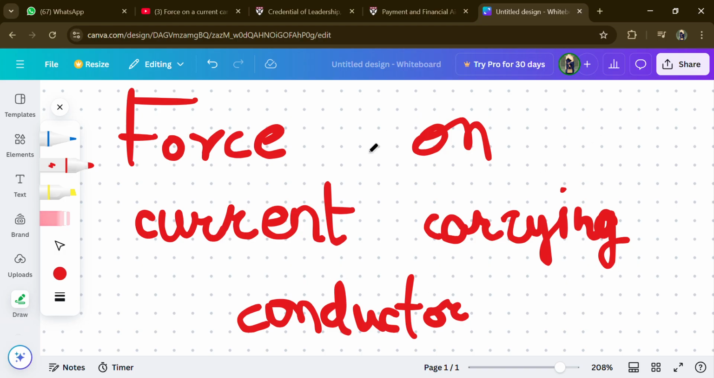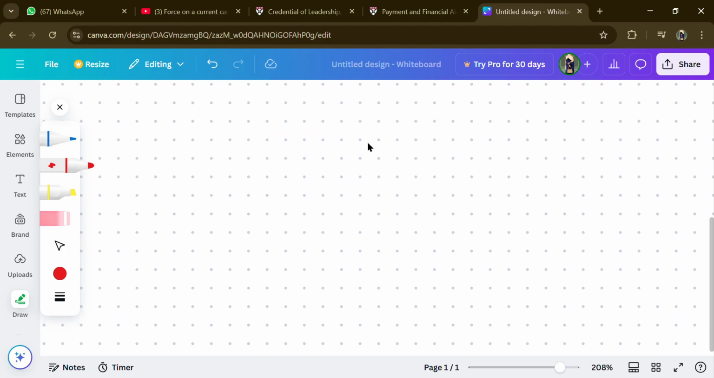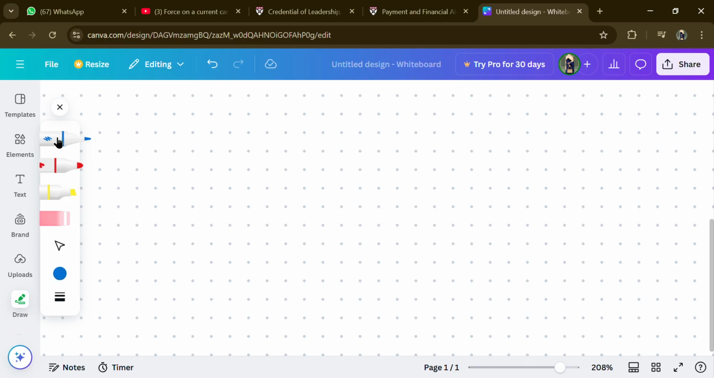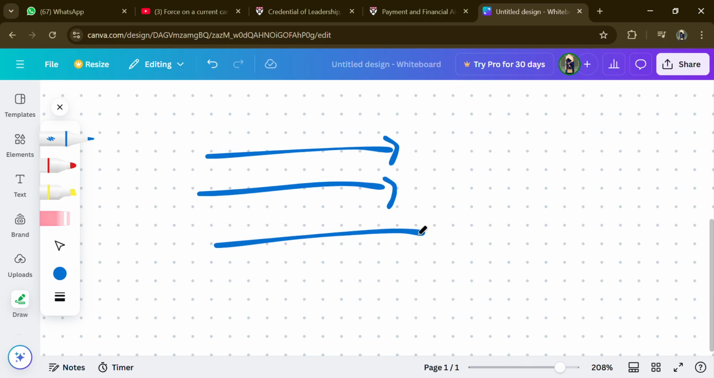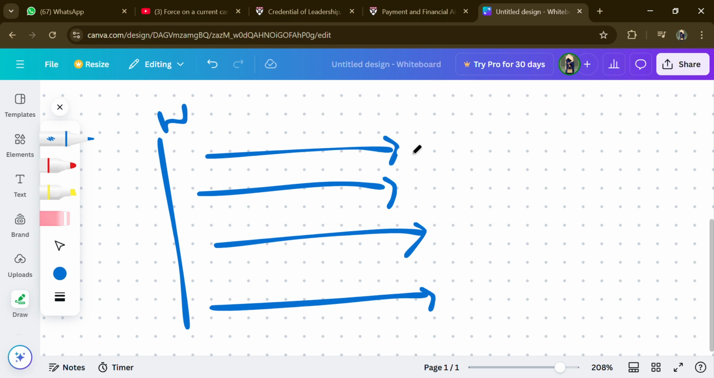So today we'll be looking into force on a current carrying conductor and the derivation of its formula. Very first you need to understand the concept of force in a moving conductor. Suppose for a while there is a magnetic field. This is the North Pole and this is the South Pole.